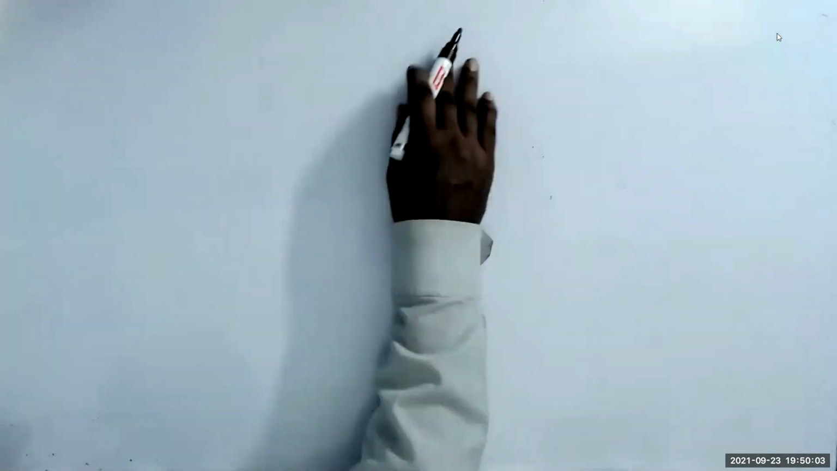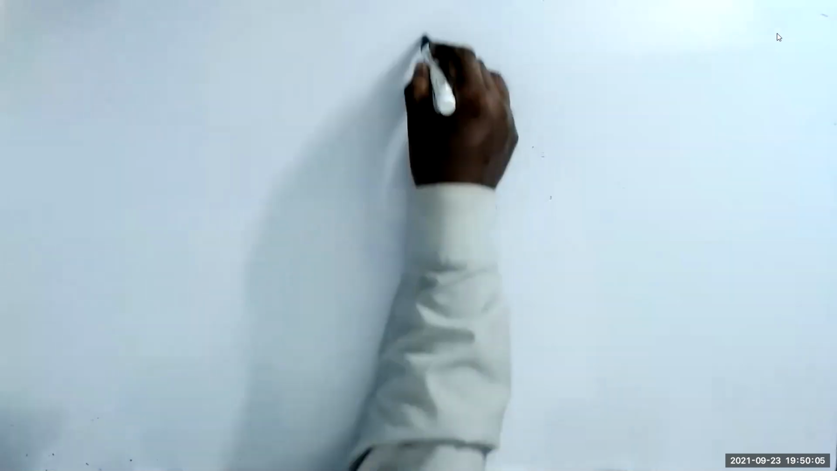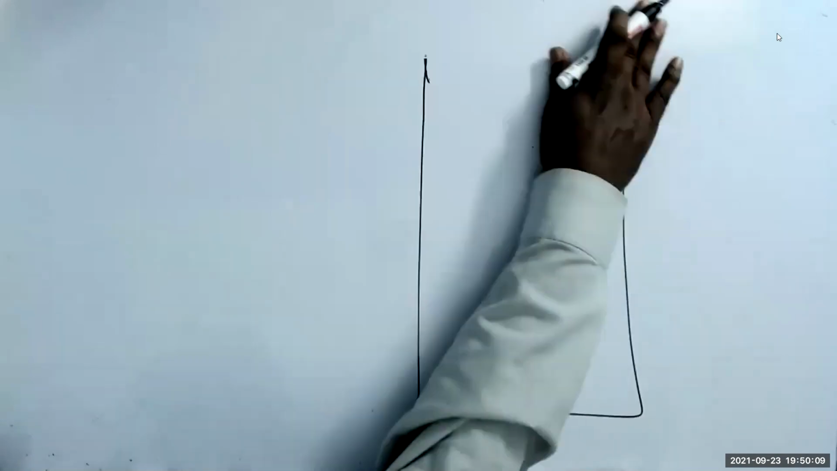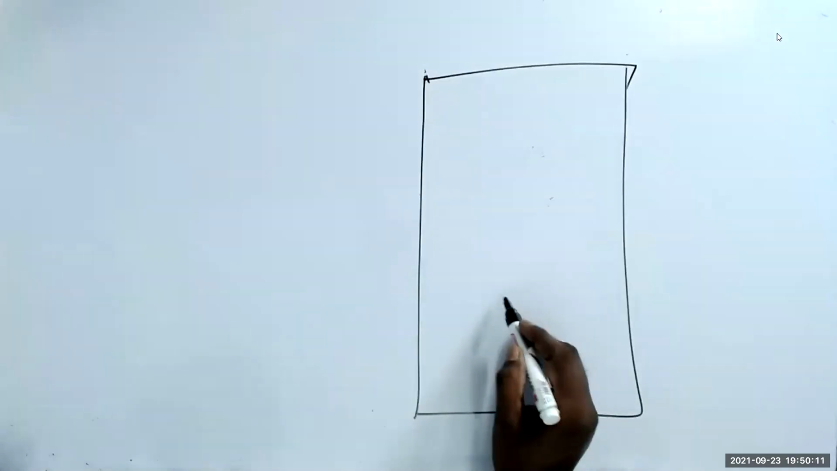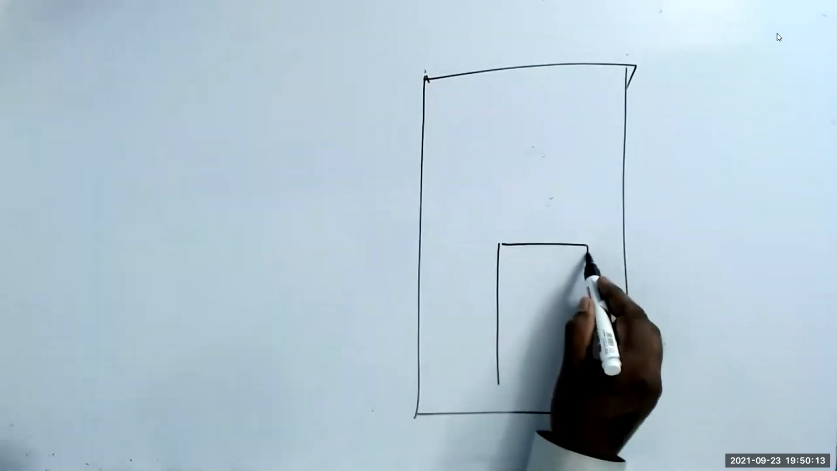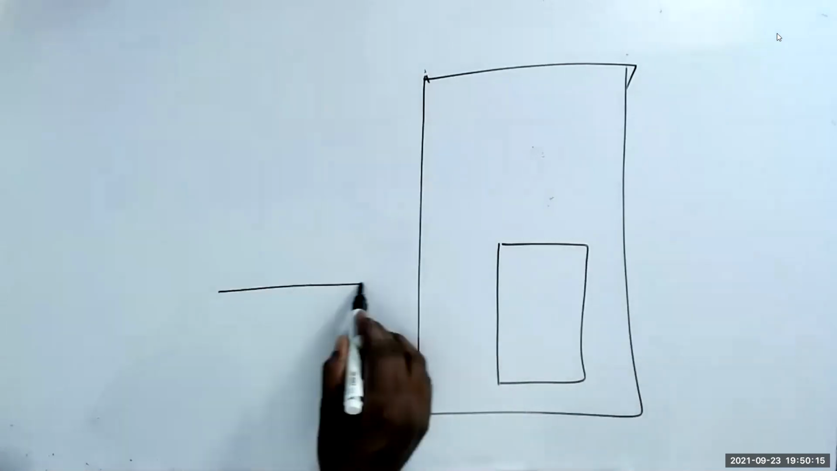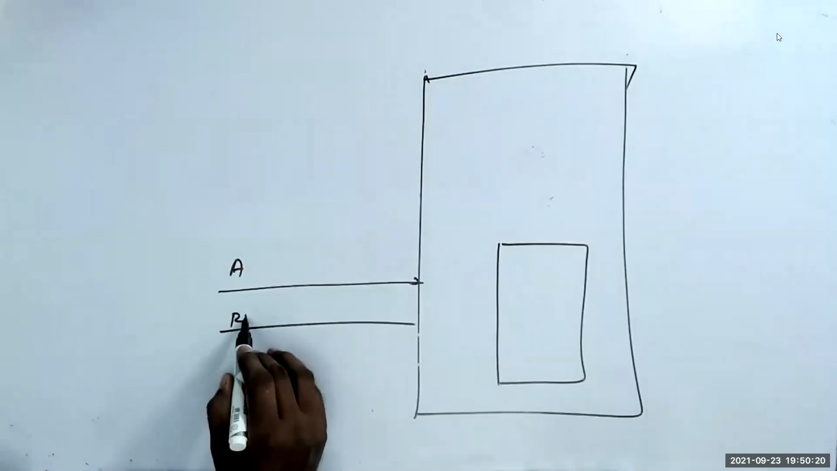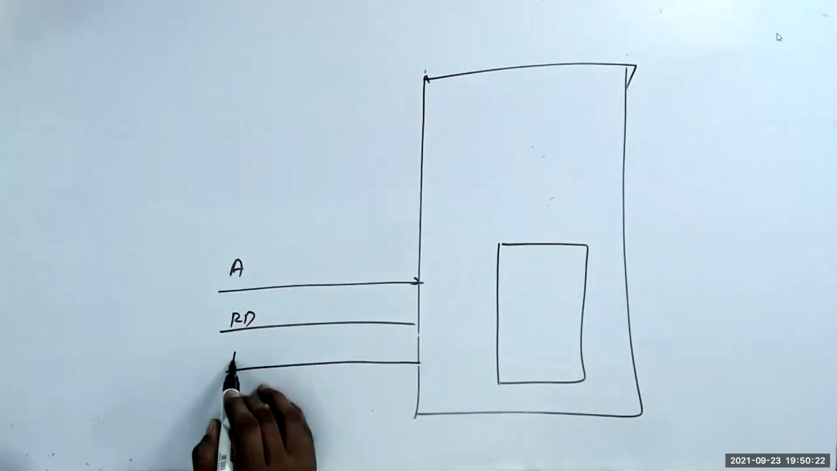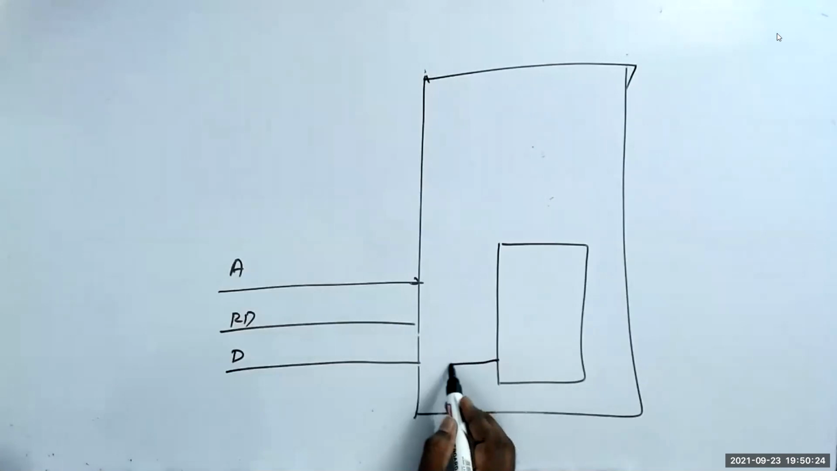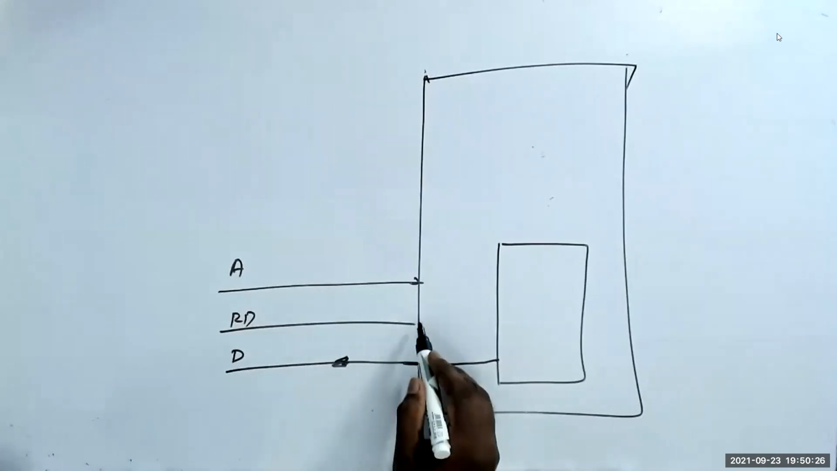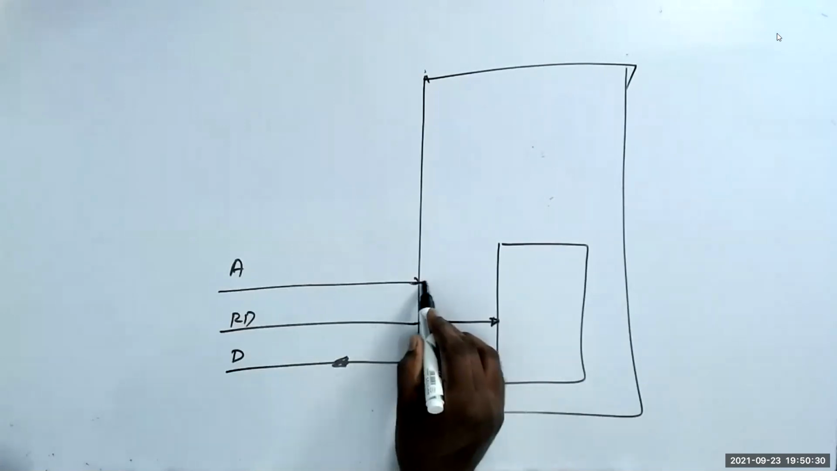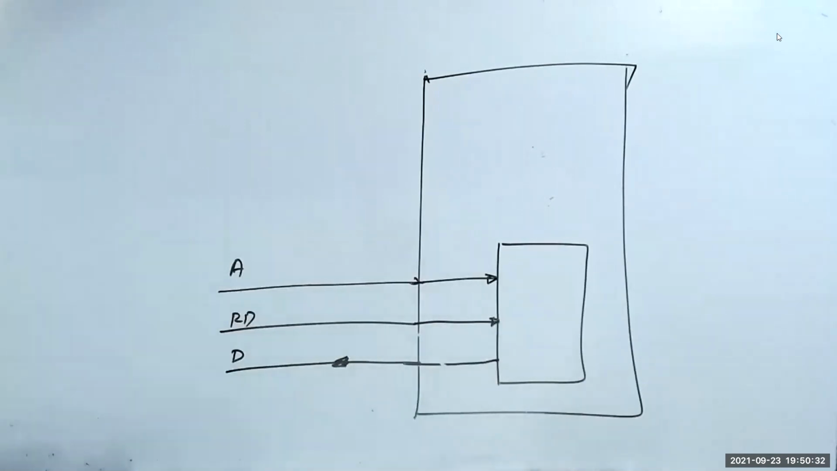This flash, all the flash, has a flash memory here. You have address, you have read, you have data. Data is given by this device, and read is given by you. You give the address. This is what we think of as memory.